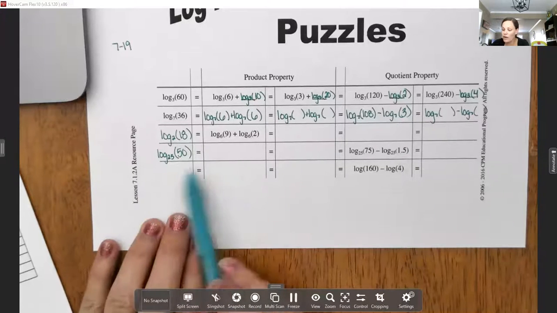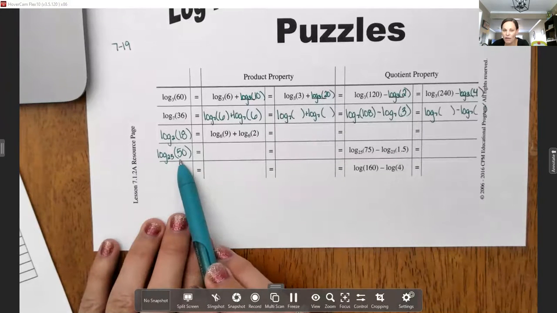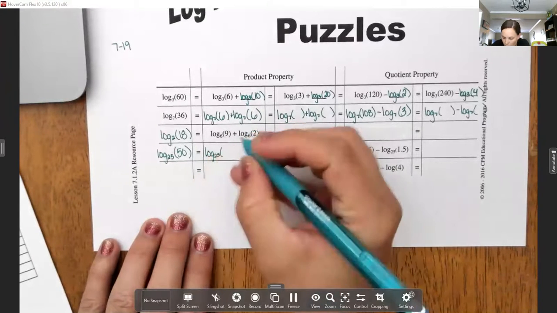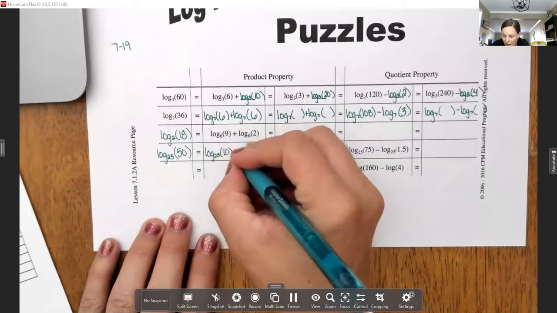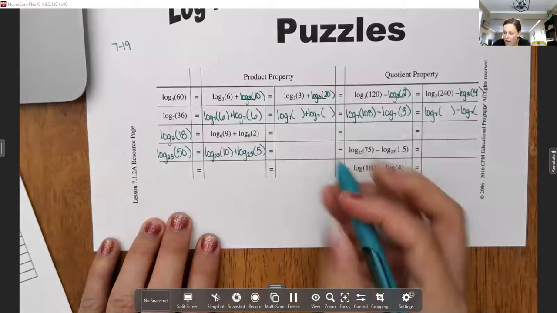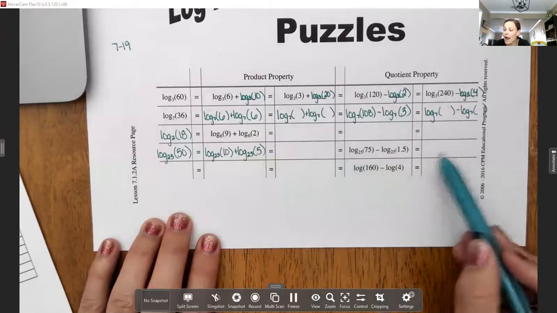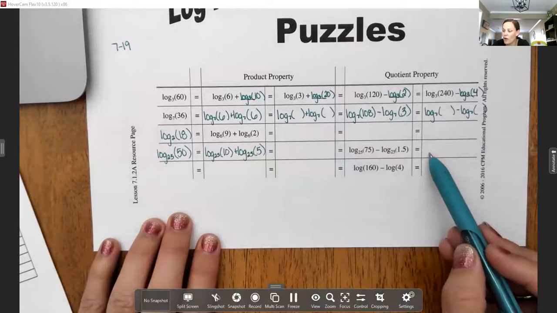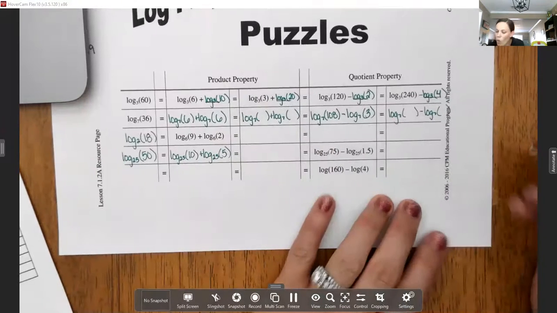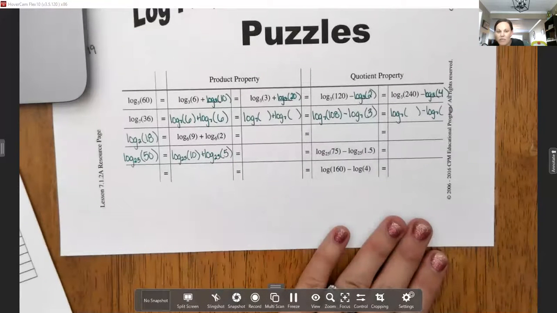So here, I'm just looking for 2 numbers that multiply to 50. Well, I could do 10 and 5. I could do 2 and 25. If I wanted to divide and equal 50, I could do 100 divided by 2. So you're just asking yourself, what numbers multiply to give me 50 and what numbers divide to give me 50?